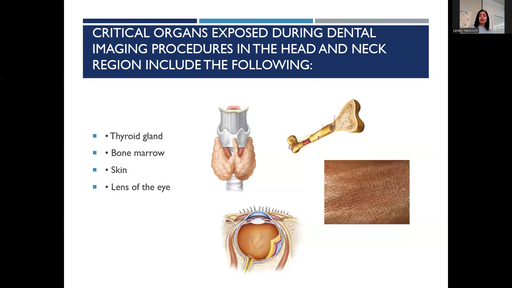The areas of the maxilla and mandible exposed during dental imaging account for a very small percentage of active bone marrow. The risk is cancer induction, such as leukemia. So when we're talking about bone marrow and radiation exposure, that's pretty much what we're worried about. Leukemia is directly associated with the amount of blood-producing tissue radiated and the dose. And we know the dose is very low.